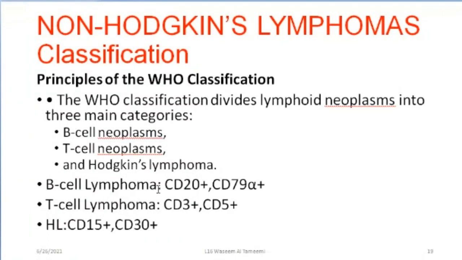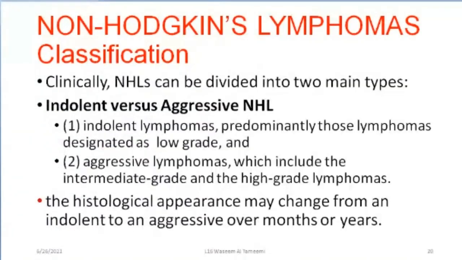Well, B-cell lymphoma is any lymphoma originated from neoplastic cells that carry these markers, CD20, CD79 alpha. T-cell lymphoma, any neoplasia originated from neoplastic lymphoid cells carrying CD3 and CD5. And the Hodgkin lymphoma is a unique group of lymphoma that is characterized by CD15 and CD30 positive cells. يعني حتى اذا شفنا Reed-Sternberg cell يقول مو كافي، لازم اتاكد بانه it carries the CD15 and CD30 markers، يلا نقول عليها this is Hodgkin lymphoma.